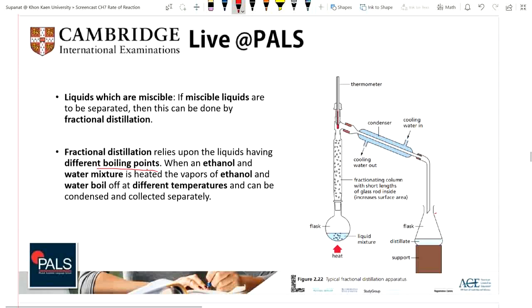A pure substance has a distinct boiling and melting point. And here, fractional distillation relies upon the liquids having different boiling points. For example, when an ethanol and water mixture is heated, the vapors of the ethanol and the water boil off at different temperatures. They can be condensed and collected separately. So, the mixture of water and ethanol.